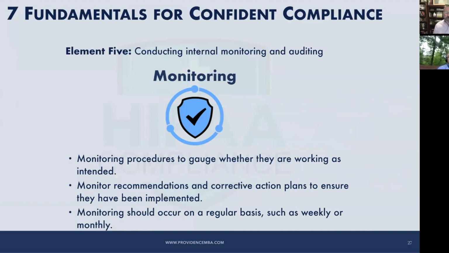So monitoring, what is this doing? It's gauging whether your things are working as you intended. You're monitoring recommendations and your corrective action plans to ensure that they have been implemented. And monitoring occurs on a regular basis, such as weekly and/or monthly. Again, folks, the last thing to be thinking about with HIPAA is whenever you've got a HIPAA breach.